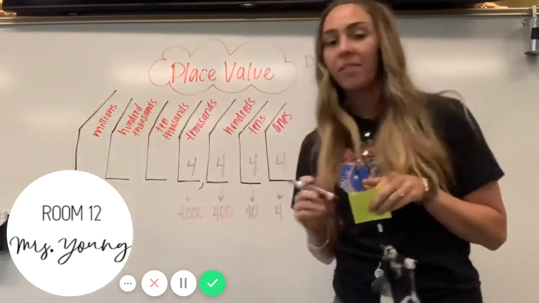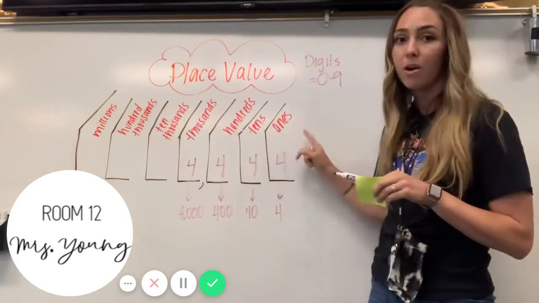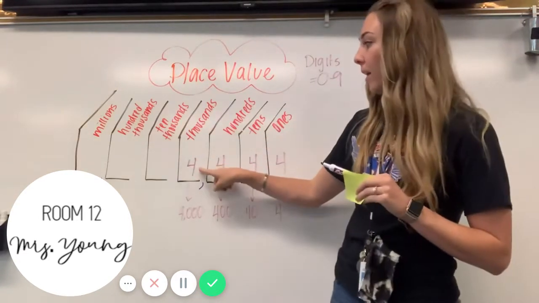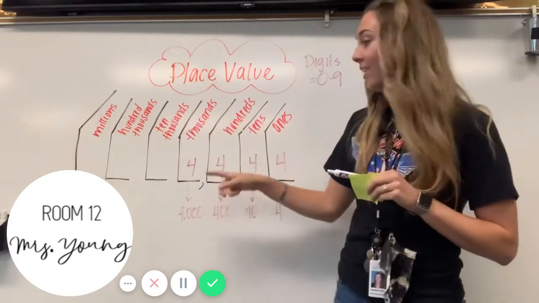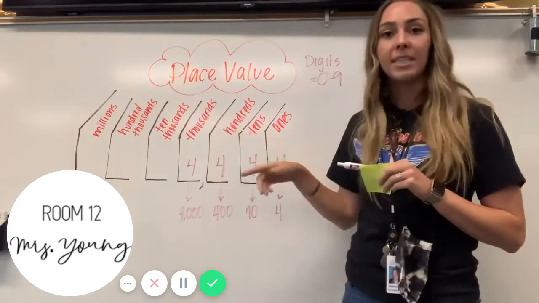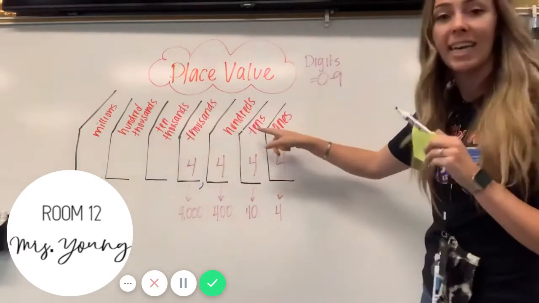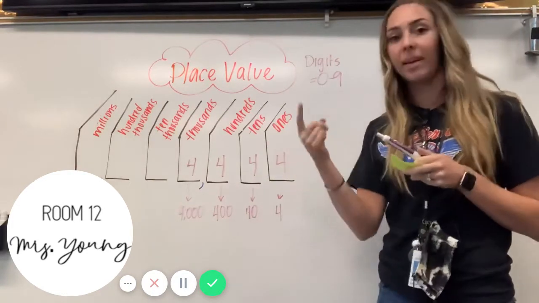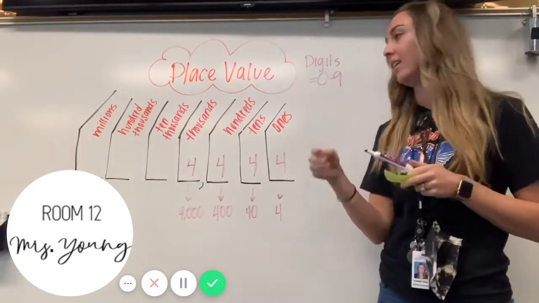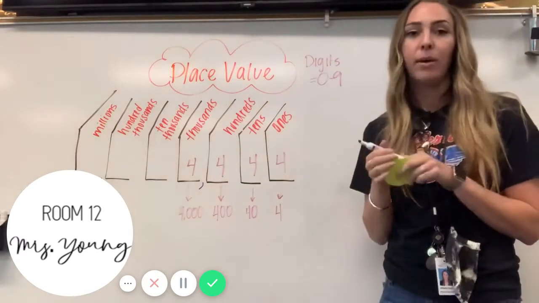So the value of a number depends on what place value it falls in. If there's a 4 in the thousands place, it's 4 thousands. 4 in the hundreds place, 4 hundreds. 4 in the tens place, 4 tens, which we know is 40, or we can count it out, 10, 20, 30, 40. 4 in the ones place is just simply 4.